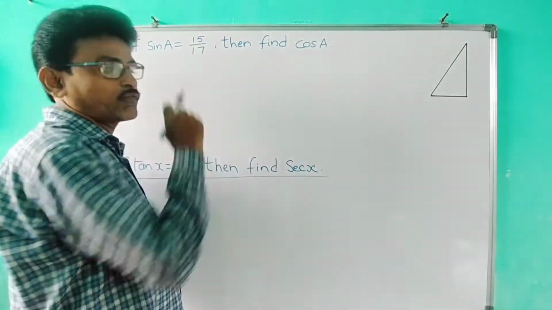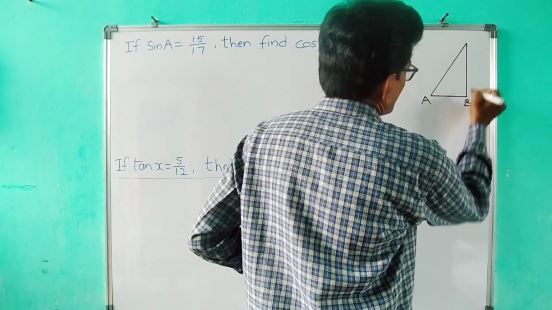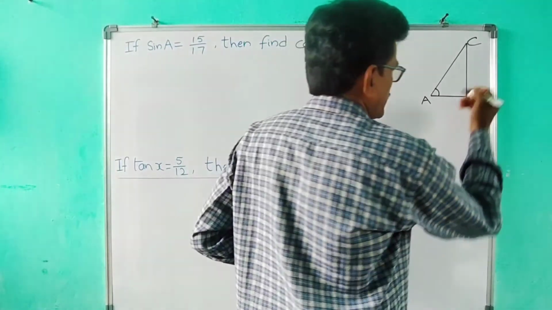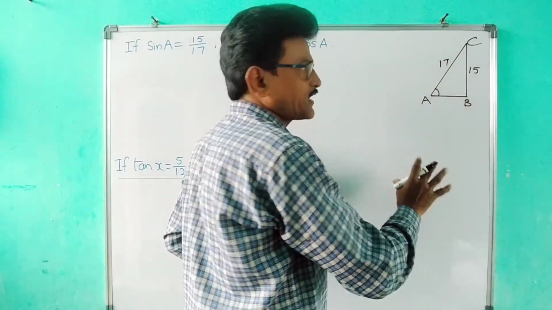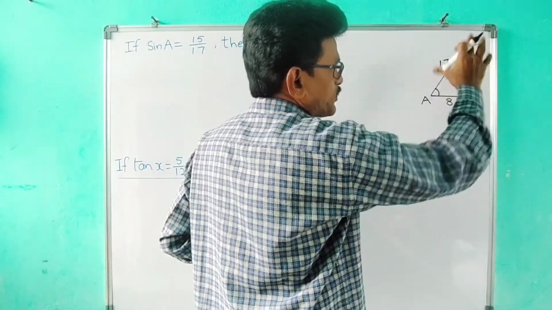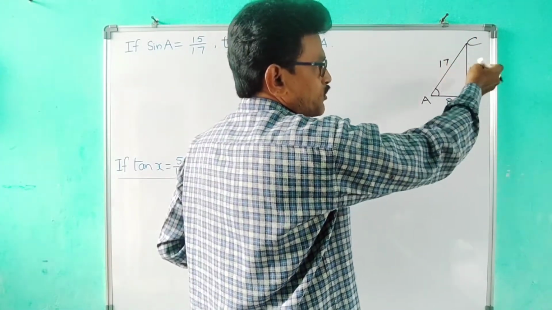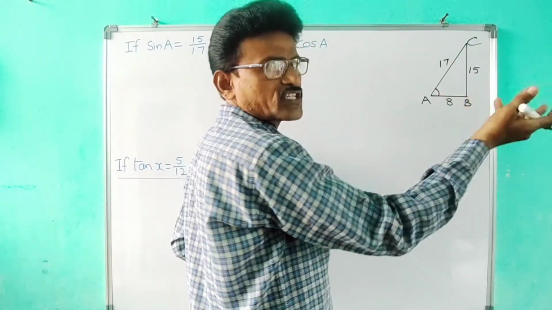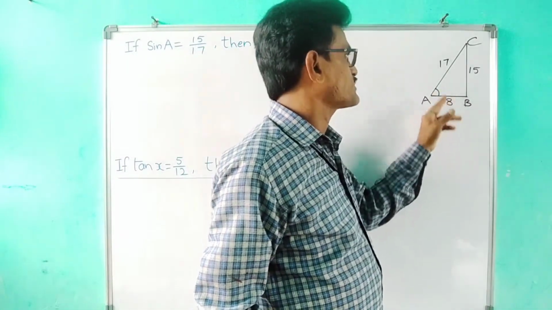See, sin A is 15 by 17. Suppose this is triangle ABC, angle A. With respect to A, sin A is 15 by 17. Sin means opposite side by hypotenuse. If you apply the Pythagoras law, you will get AB as 8. How? AB square plus BC square equals AC square, so AB square equals AC square minus BC square, 17 square minus 15 square, 289 minus 225, that is 64. So AB equals root of 64, which is 8. Then what is cos A? Cos A means adjacent by hypotenuse, that is 8 by 17.